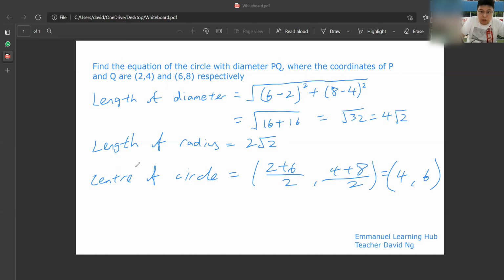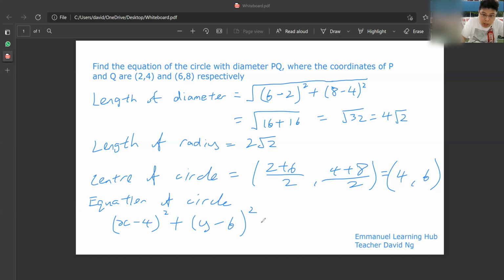Okay, that's the center of the circle. So the equation of the circle will be (x minus 4) squared plus (y minus 6) squared is equal to (2 root 2) squared. 2 root 2 squared equals 4 times 2, which equals 8. Now, that's why I get 8 long.